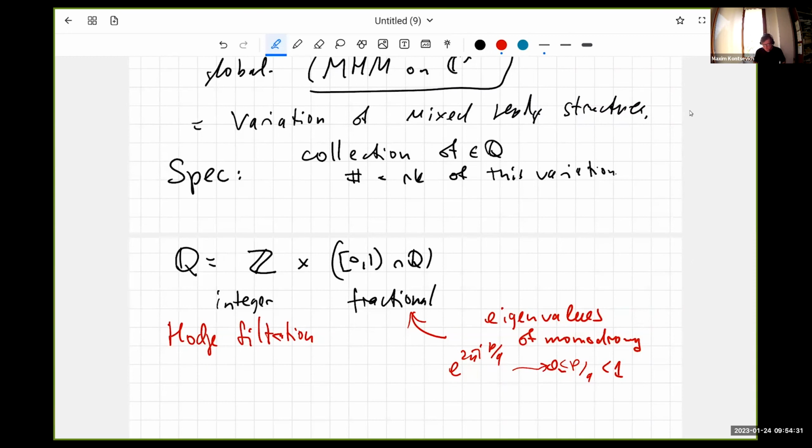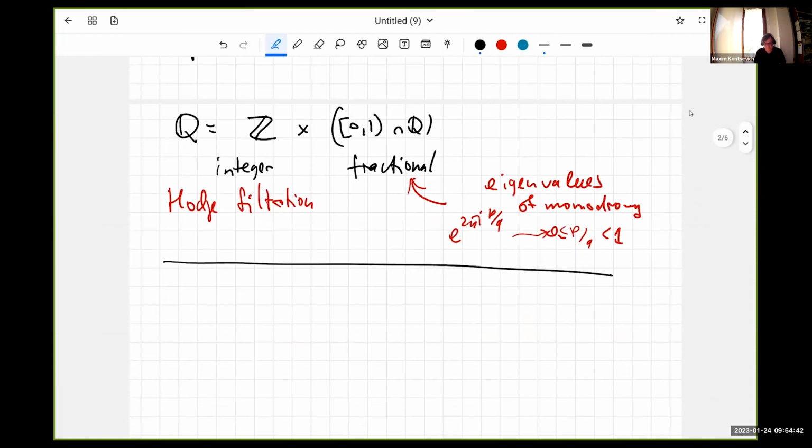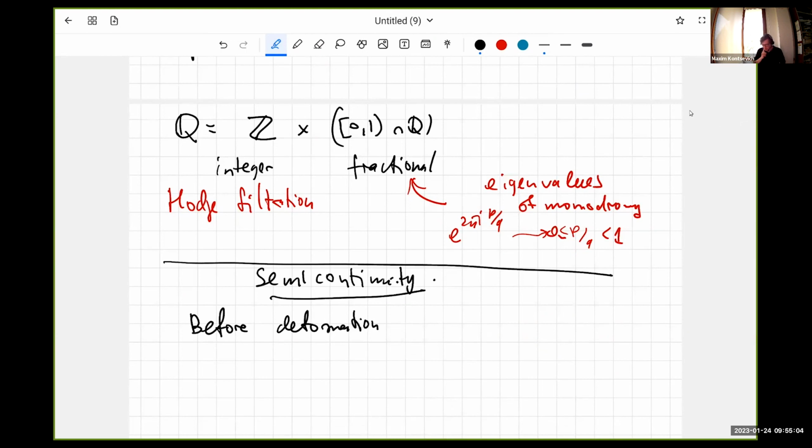And what I want to say is how to see this, what is semi-continuity and how we understand the semi-continuity. Let's start before deformation. What we get, we still get vanishing cycles with only one critical value, and the only critical value is 0.